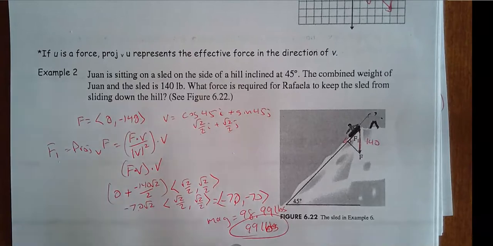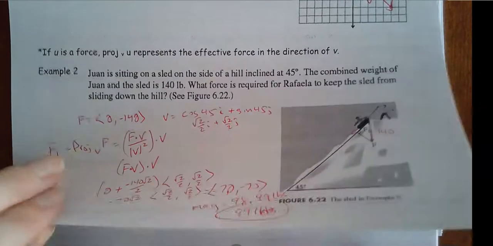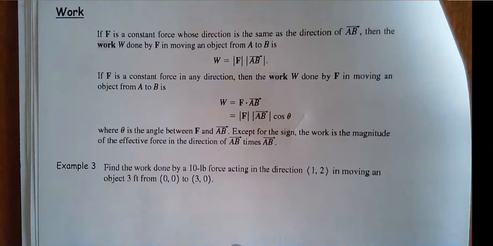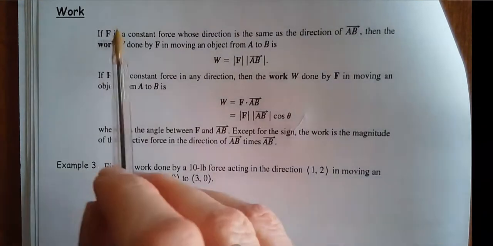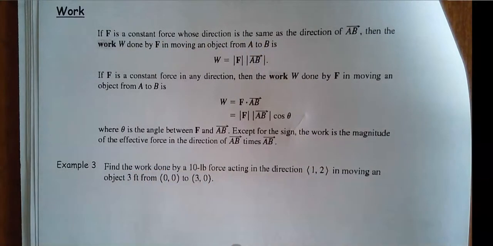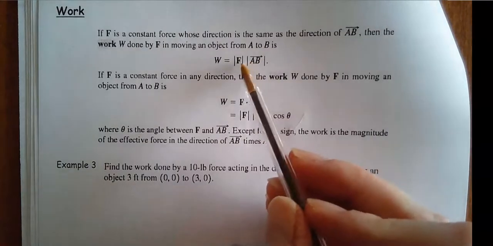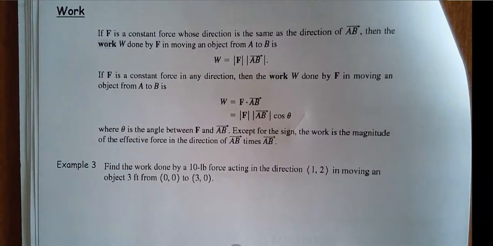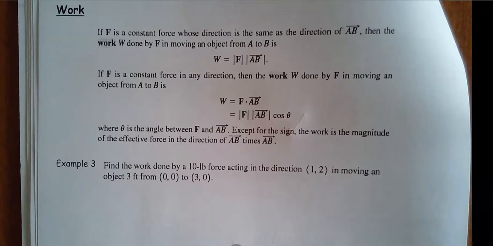Okay, now the backside then, we're going to do work, which has to do with multiplying the force times the vector. So if F is a constant force whose direction is the same direction as AB, then the work, W, done by F in moving the object would be the product of these two guys. And this is the magnitude of the vector times the magnitude of the force. If it's not, then we use cosine, which all of ours here we can do without doing the cosine.